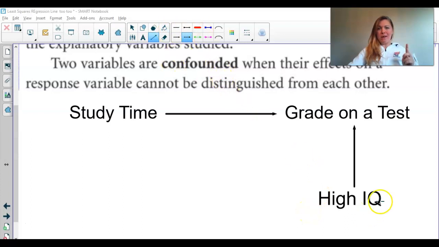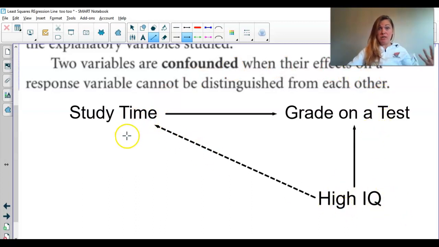What happens though is this lurking variable could be confounded with study time. If we can't tell if a person's grade on a test is because of how much they studied, or is it just because they had a high IQ? In fact, you could argue, right, that people with a high IQ are going to study more. And then as a result, they're going to get a better grade on the test because a person with a high IQ will make the smart choice to study more throughout the unit. And they might get a better grade on the test for that reason, okay?